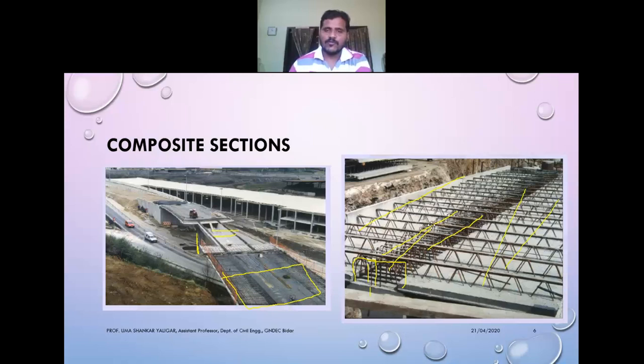Whenever you have a member with a precast element, where the web is a precast element and your top flange is not precast but cast in place, then those types of sections are called composite sections as per pre-stressed concrete members.